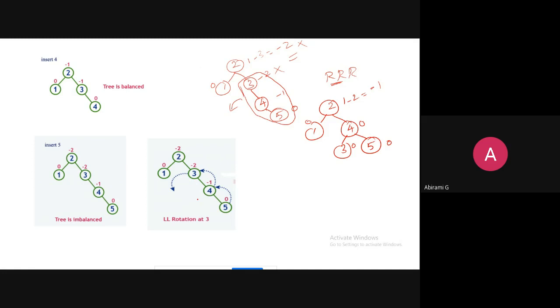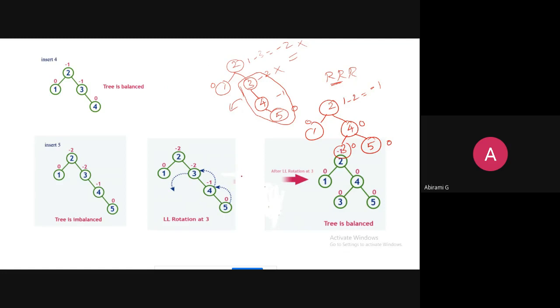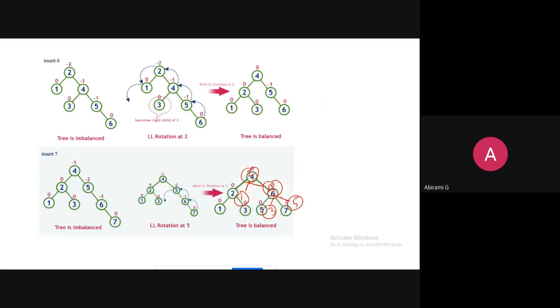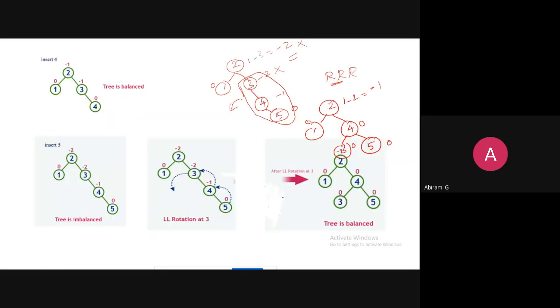Then after that we have a tree structure like this. Next element is 6. We have to insert 6. So we have taken the diagram: 2, 1, 4, 3, 5. The balance factors are 0, 0, 0, 0, minus 1.